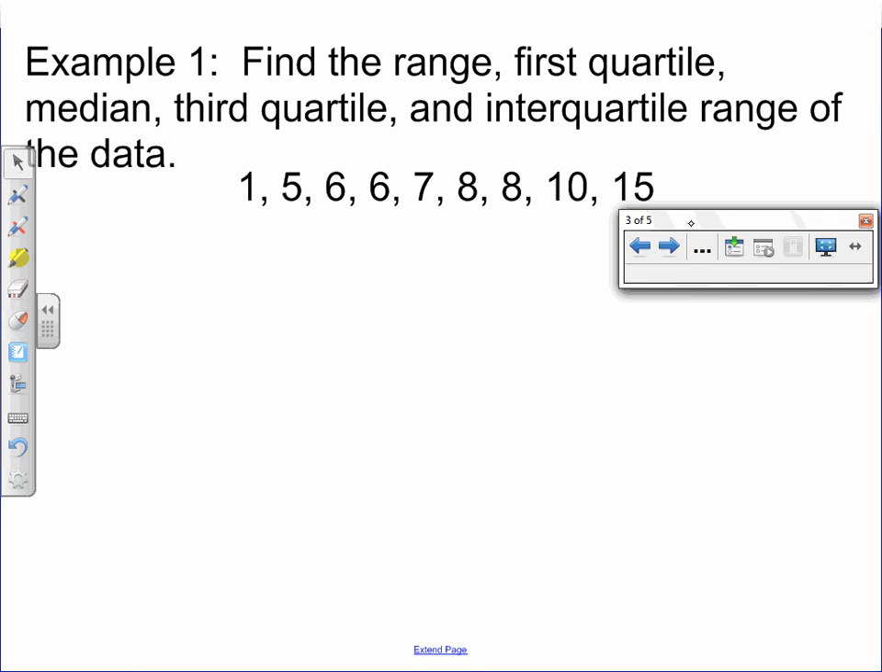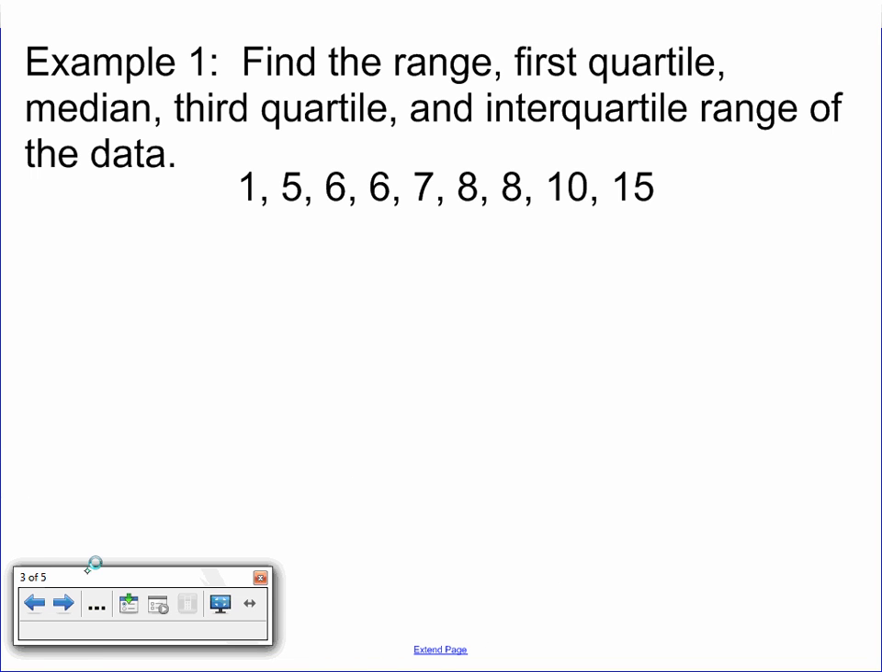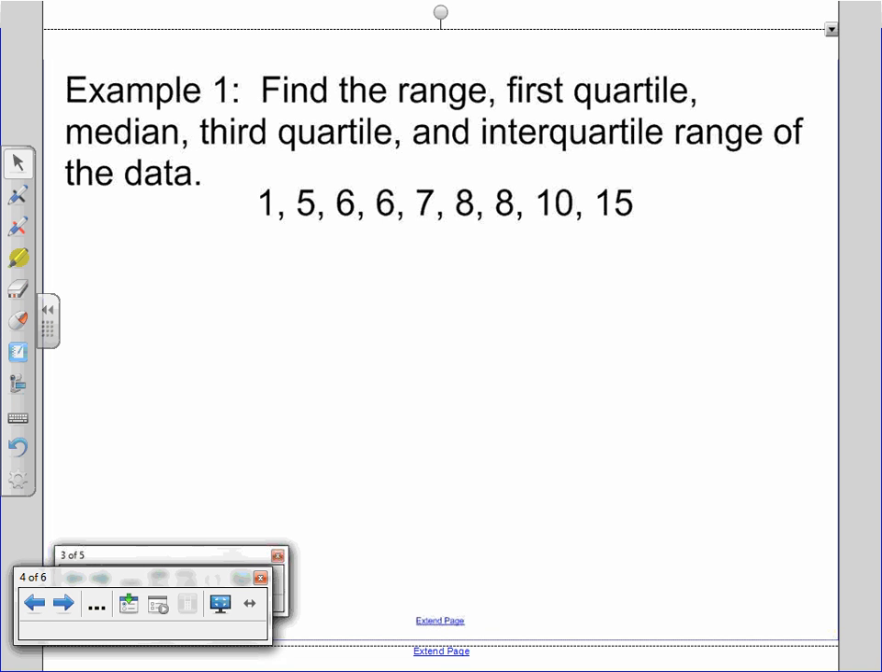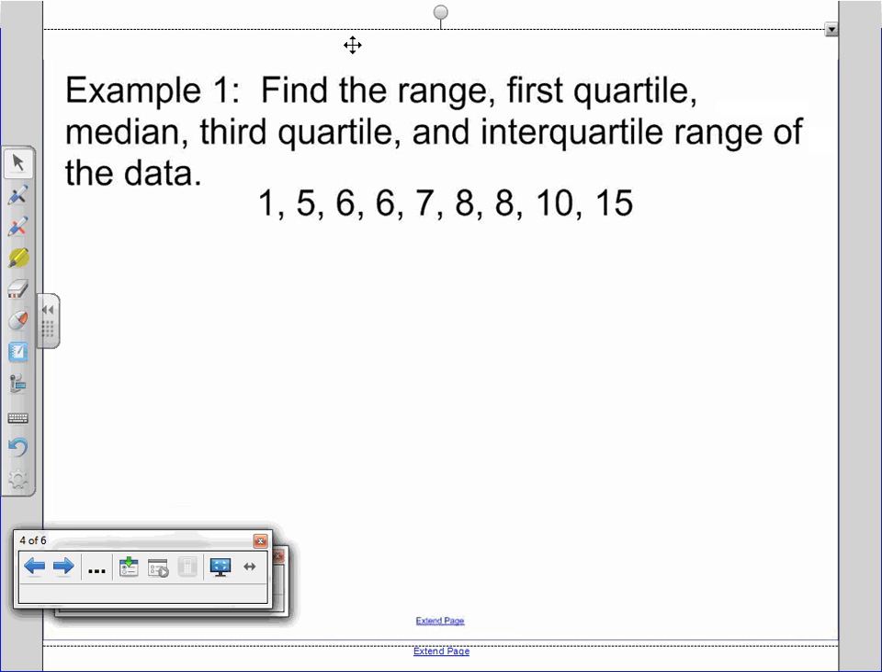Got a data set here for you, and our first example says to find the range, the first quartile, the median, the third quartile, and the interquartile range of the data. So let's take a look and see what that would look like. Let me get the smartboard going here. All right. So let's take a look.